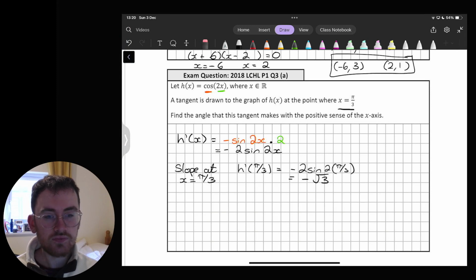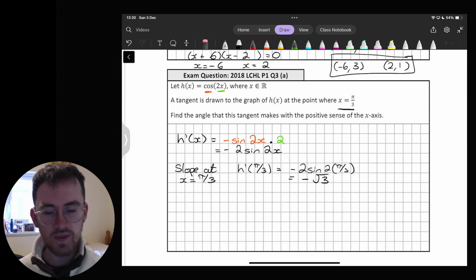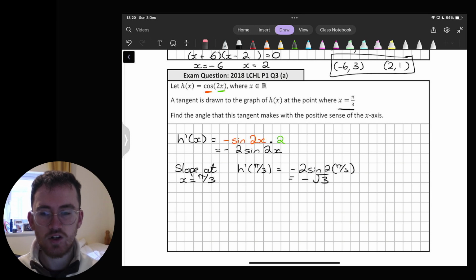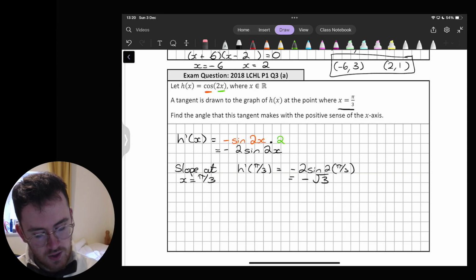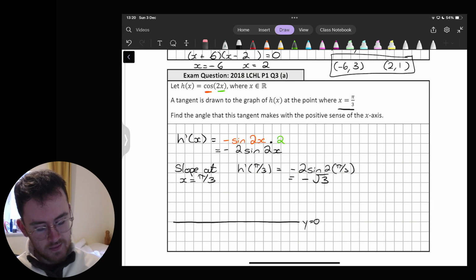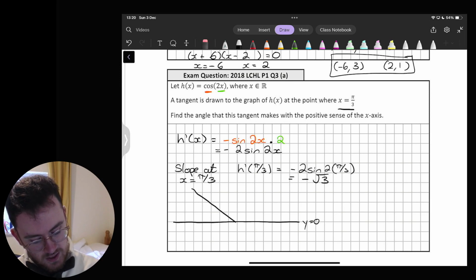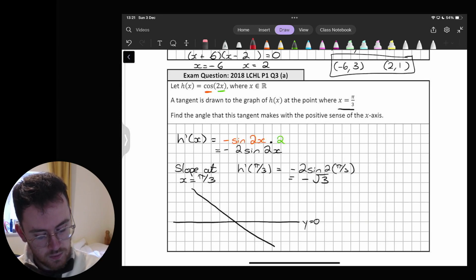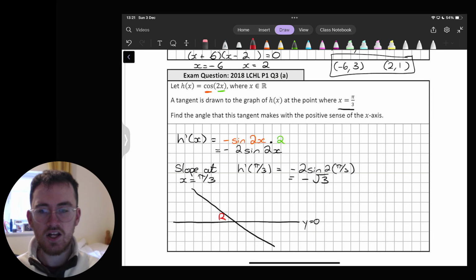So essentially what we're saying is that at this point, the slope that I'm getting for this particular tangent is minus root 3. If we remember from our coordinate geometry, we have a line. If this is my x-axis, so this is y equals 0, I have a tangent that's making a particular angle with the positive sense of the x-axis. So essentially we're working out our reference angle using this side here.